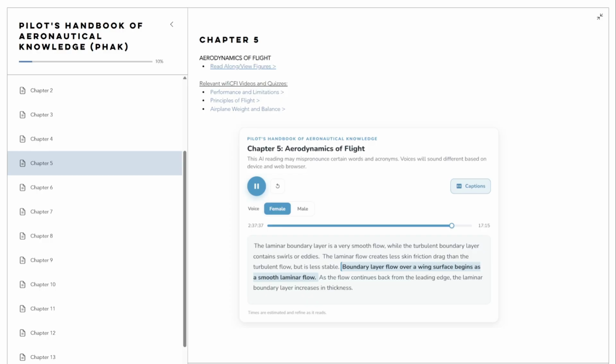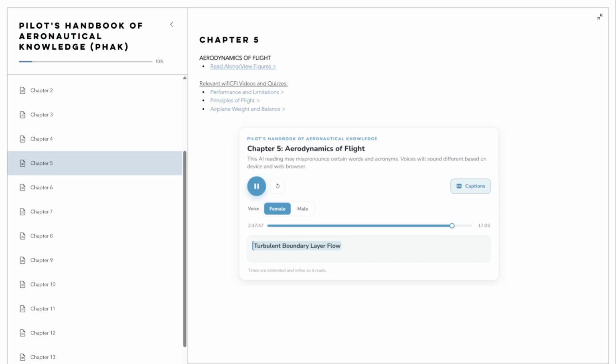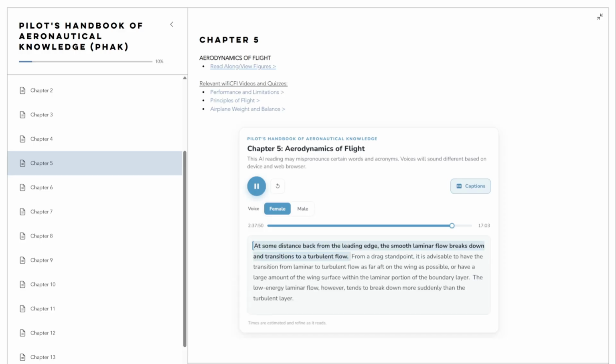Boundary layer flow over a wing's surface begins as a smooth laminar flow. As the flow continues back from the leading edge, the laminar boundary layer increases in thickness. Turbulent boundary layer flow. At some distance back from the leading edge, the smooth laminar flow breaks down and transitions to a turbulent flow. From a drag standpoint, it is advisable to have the transition from laminar to turbulent flow as far aft on the wing as possible, or have a large amount of the wing surface within the laminar portion of the boundary layer. The low-energy laminar flow, however, tends to break down more suddenly than the turbulent layer.